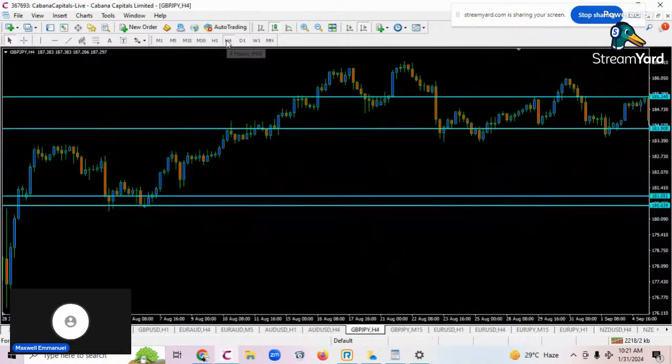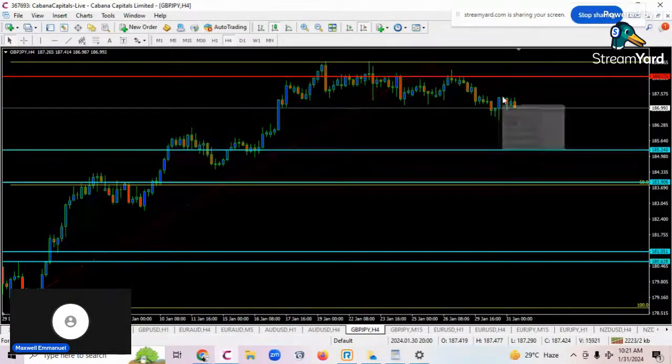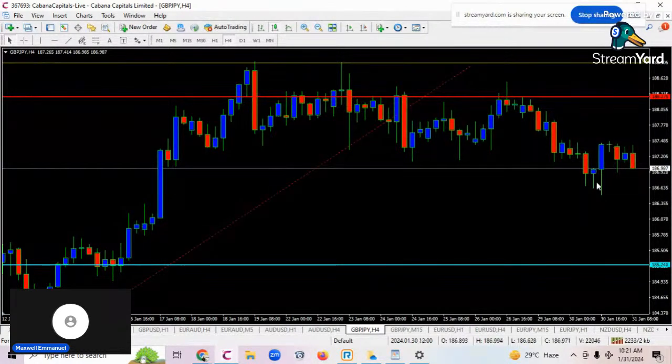Let's see what we have on 4 hour. GBPJPY is bearish at the moment. You can see at this point we had a doji candle form, and the next candle closed below the low of that doji, which indicates a changing trend from bullish to bearish. So on GJ, I am bearish.